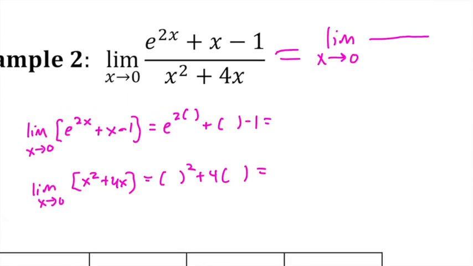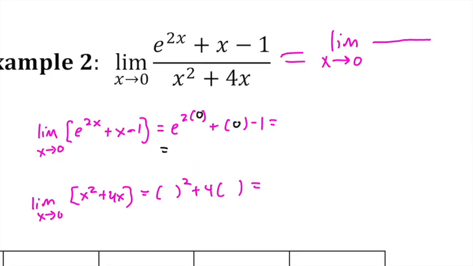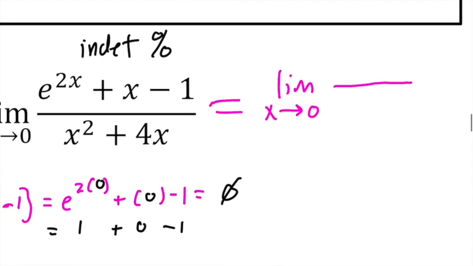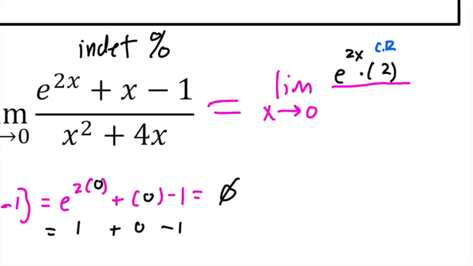Again, we have to plug in 0. So e to the 0 is 1 plus 0 minus 1, so that equals 0. And then 0 squared plus 4 times 0 is 0. So again, we have indeterminate form. Now we can take the derivative of the numerator and the denominator separately. The derivative of e to the 2x is e to the 2x times 2 for the chain rule. The derivative of x is 1, and the derivative of 1 is 0. On the bottom, the derivative of x squared is 2x, and the derivative of 4x is 4.